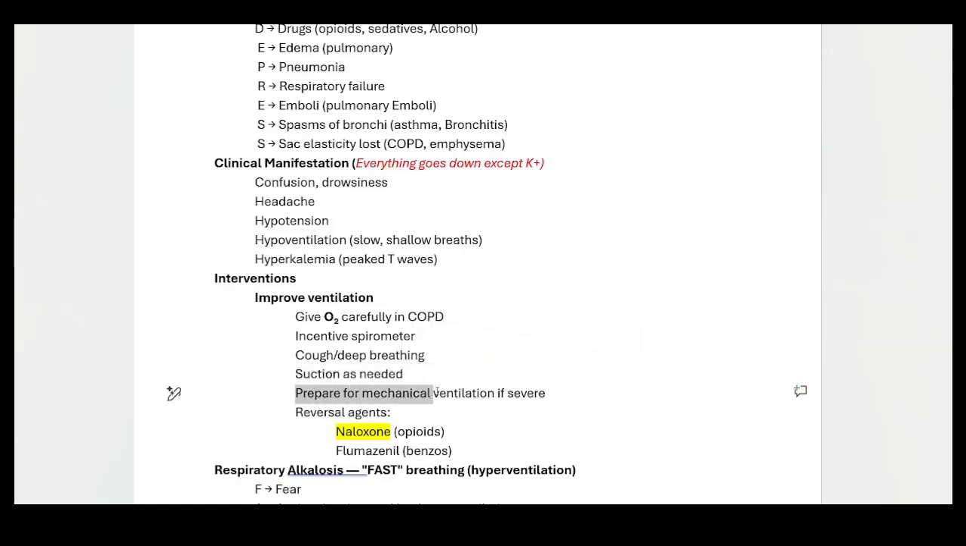If they have respiratory failure, then what we have to think about is mechanical ventilation. This is where we are using the machine to pump in the air and pump out the air.